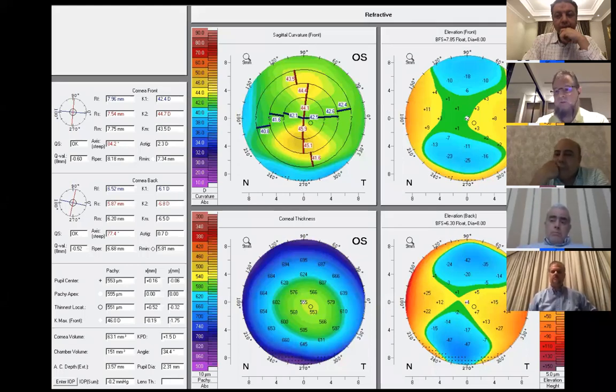Do you want to do a higher order aberration map for this patient, or you don't worry about it if you go for refractive surgery? Do you like to do a higher order aberration map? Very good question. Yeah, very good point, doctor, when you find the difference.